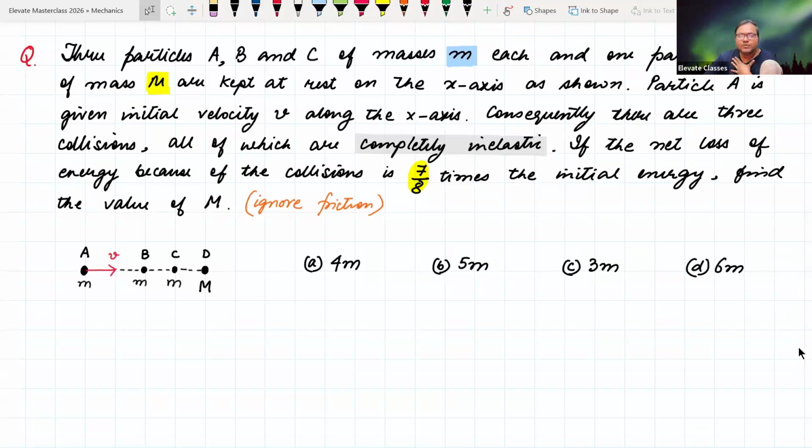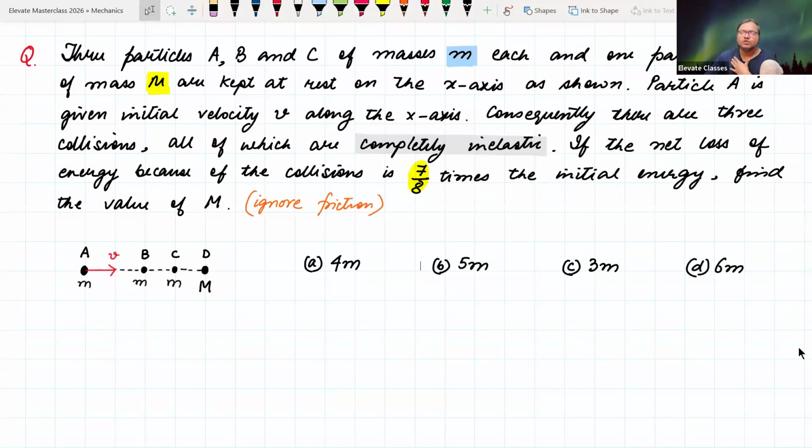So three particles A, B, and C of masses small m each and one particle capital D of mass capital M are kept at rest on the x-axis. Particle A is given initial velocity v along the x-axis. Consequently, there are three collisions, all of which are completely inelastic. If the net loss of energy because of the collisions is 7/8 times the initial energy, find the value of capital M.